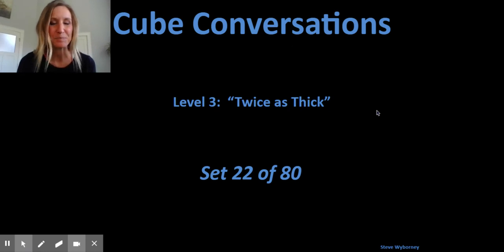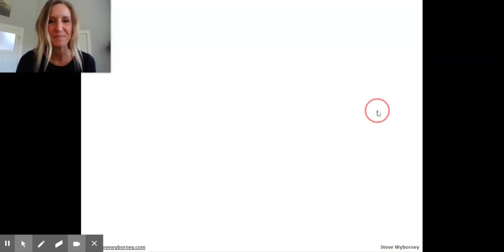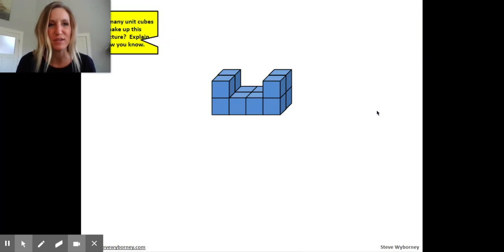All right, here we go. Let's see. Here is the first structure. I'm just going to go ahead and read this to you. I want you to think about how many unit cubes make up this picture. Just ignore these things at the side. I'll just go ahead and talk. How many cubes make up this picture?